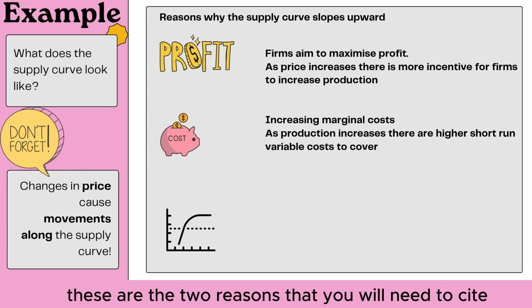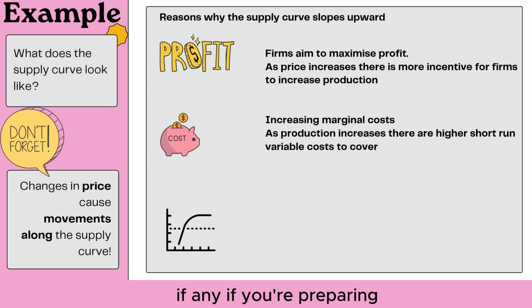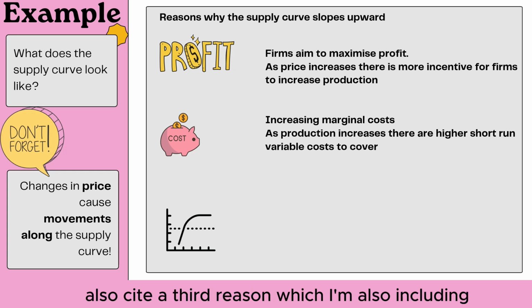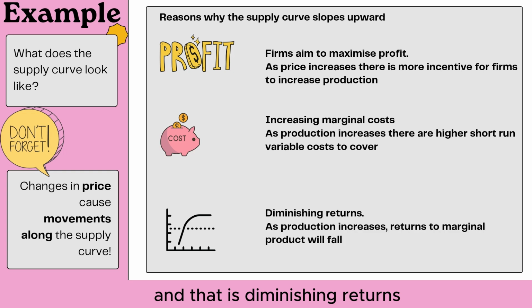These are the two reasons that you will need to cite, if any, if you're preparing for exams that get you into university. However, some textbooks and some websites also cite a third reason, which I'm also including, and that is diminishing returns. As production increases, returns to marginal product will fall. This will make more sense after we've covered this topic in detail in a later unit.